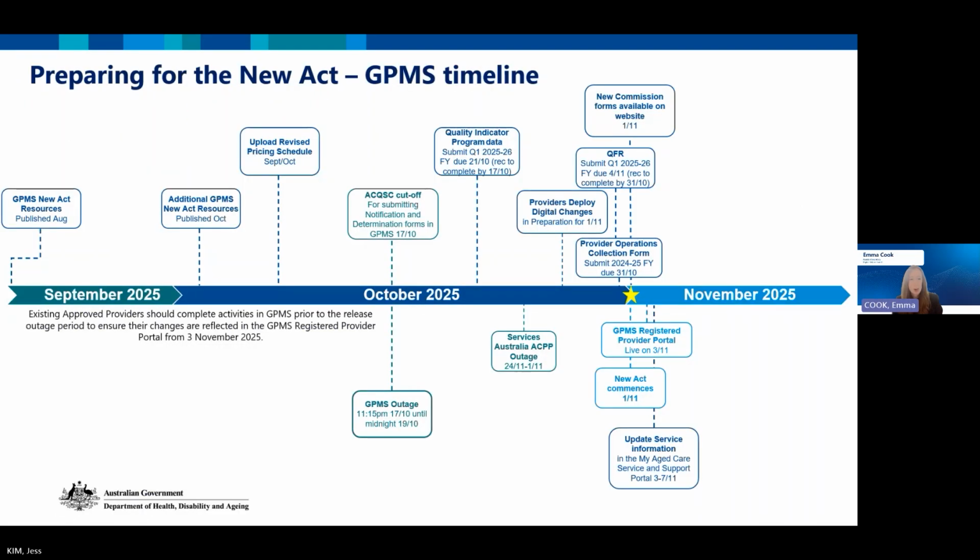So jumping through, preparing for the new Act, here we have a visual timeline of dates for our preparation and implementation of the new Act on GPMS. These are really important key dates that you will want to mark down and to plan your operations around. It will help to ensure that you meet October reporting requirements and prioritise activities across the key transition period or window to support a smooth transition.